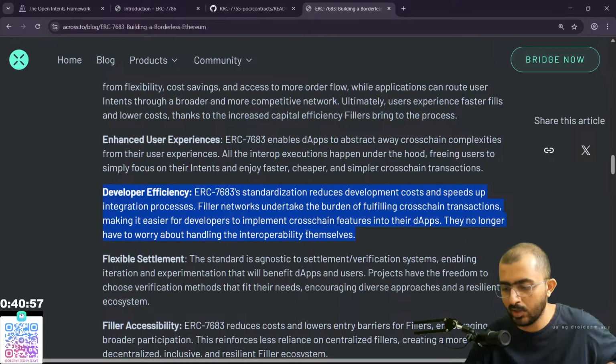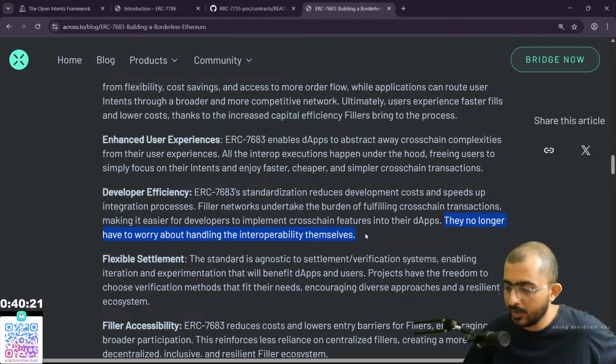I don't know how that will work unless we actually see an example where they have implemented this. What do they mean by developers no longer having to worry about handling interoperability themselves? There needs to be a function that verifies a particular messenger sent this, and it's true. So I'm not sure what this is unless I see the demo.